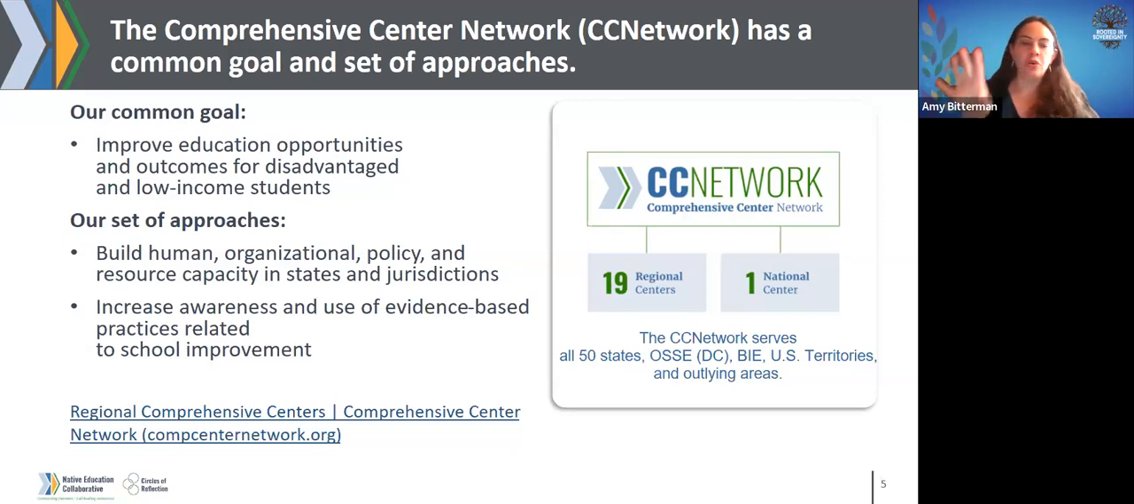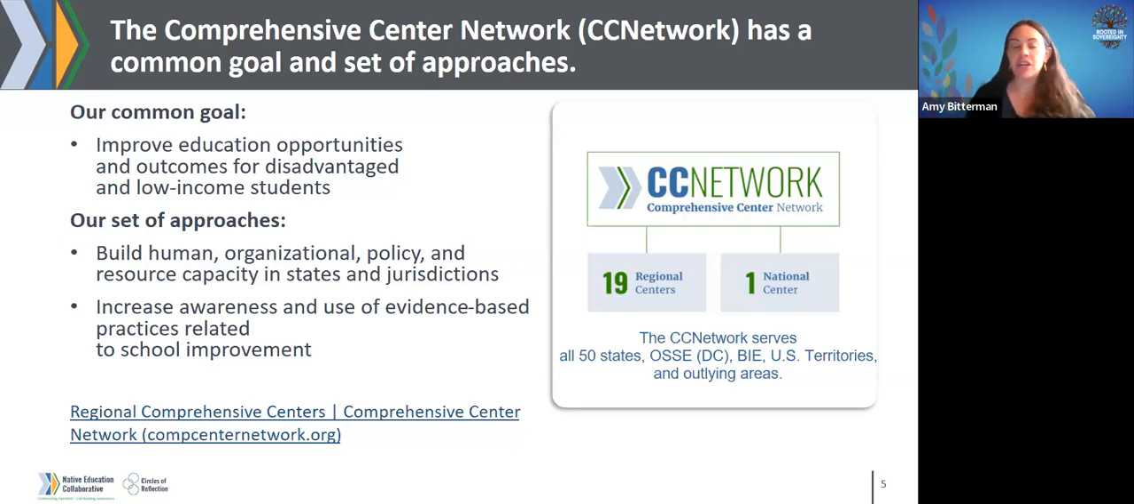The overall goal of the CC network is to help build capacity of state education agencies, as well as regional education agencies, local education agencies or districts, tribal education agencies, and schools, to improve educational outcomes for all students, close achievement gaps, and improve the quality of instruction. So it's a pretty broad scope and reach.